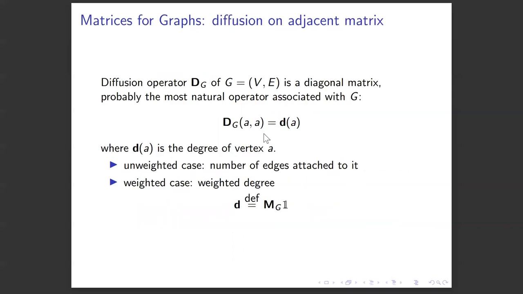That leads to a very, very simple operator, the diffusion operator. The diffusion operator is a diagonal matrix. Each element on the diagonal just describes the degree of the particular node. That's quite simple. It's a diagonal matrix describing the degree of each node.